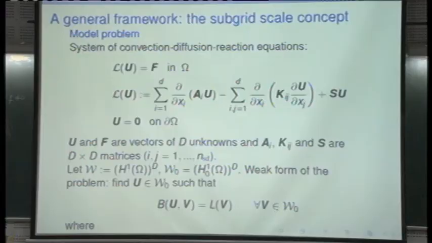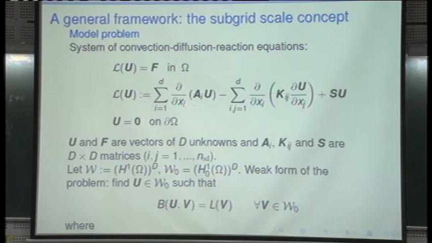So the vectors have capital D unknowns. A_i, K_ij, and S are D times D matrices, with j going from 1 to the number of space dimensions, 2 or 3. And the functional setting, if that matrix is non-degenerate, is H1. So all the components of U have to be in H1. Again, for the Stokes problem, this is not the case. This is just to simplify. For the Stokes problem, since matrix K is degenerate, so the quadratic form associated to K is degenerate, the velocity components have to belong to H1, but pressures have to belong only to L2.